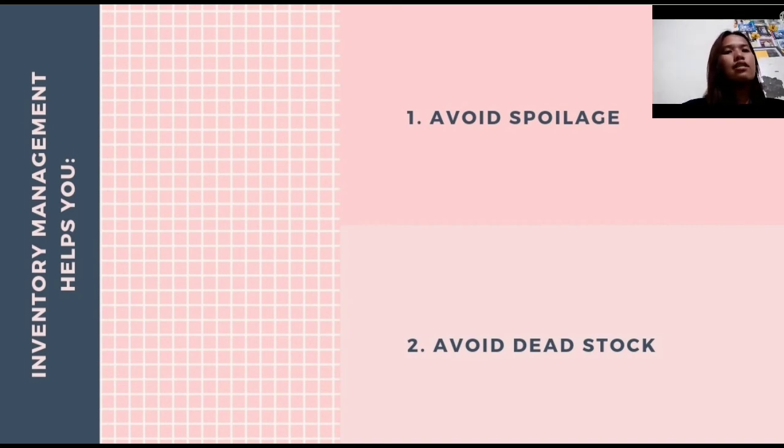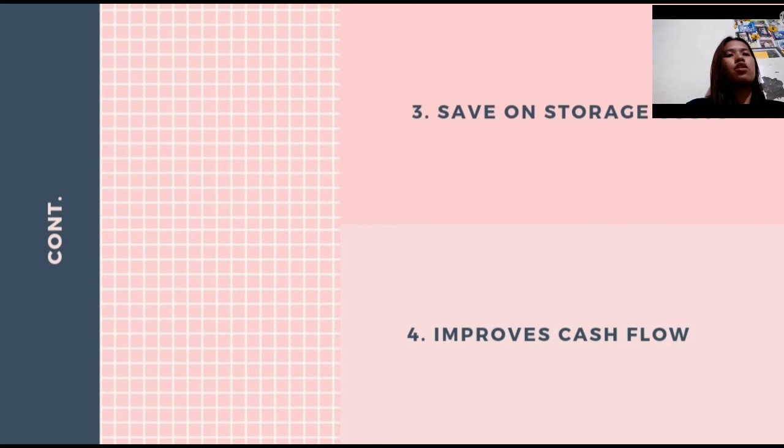So dead stock is stock that can no longer be sold, but not necessarily because it expired. It could have gone out of season, out of style, or otherwise become irrelevant. By adopting a diligent strategy, you can address this costly inventory mistake. So next is it helps you save on storage costs.